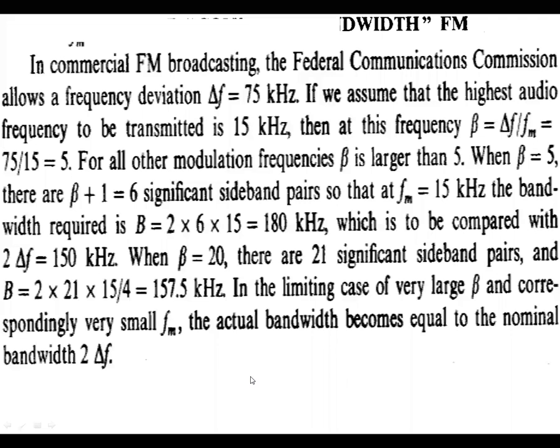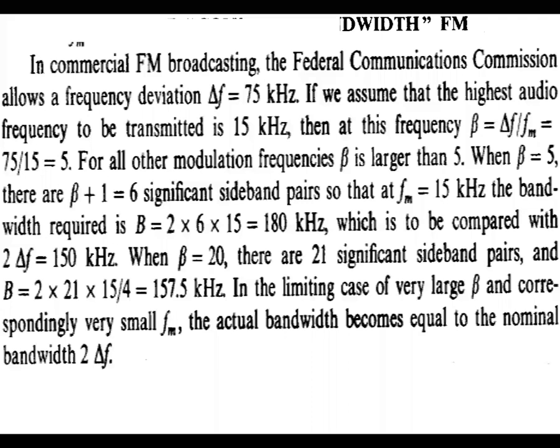So please students, note down this point. The actual bandwidth in frequency modulation is equal to 2 into beta plus 1 into FM. The normal bandwidth in FM is 2 into delta F plus FM. 2 into beta plus 1 into FM means actual bandwidth. 2 into delta F plus FM means normal bandwidth.